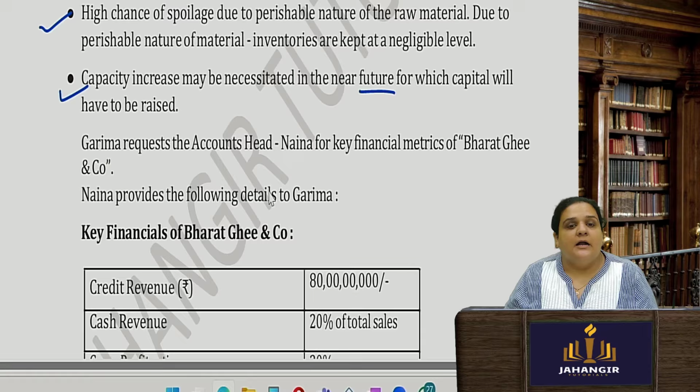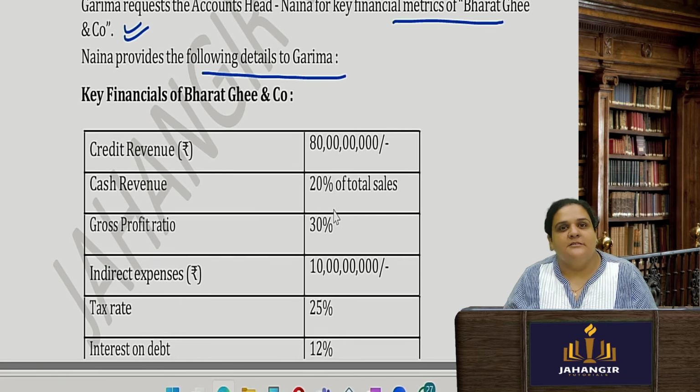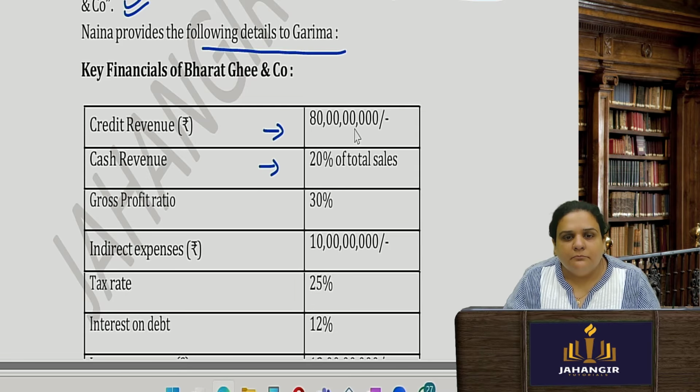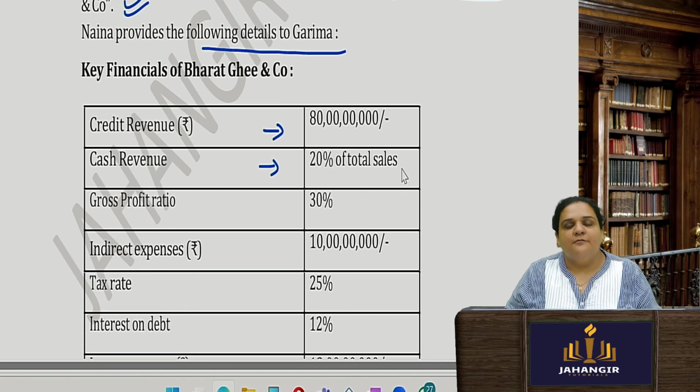Garima requests the accounts head Naina for key financial metrics of Bharat Ghee and Company. Naina provides the following details to Garima. So now the question starts. Key financials of Bharat Ghee and Company, credit revenue and cash revenue. So total revenue is 80 CR plus 20% of total sales. Okay, cash revenue is 20%. That means total sales, say it is 100.